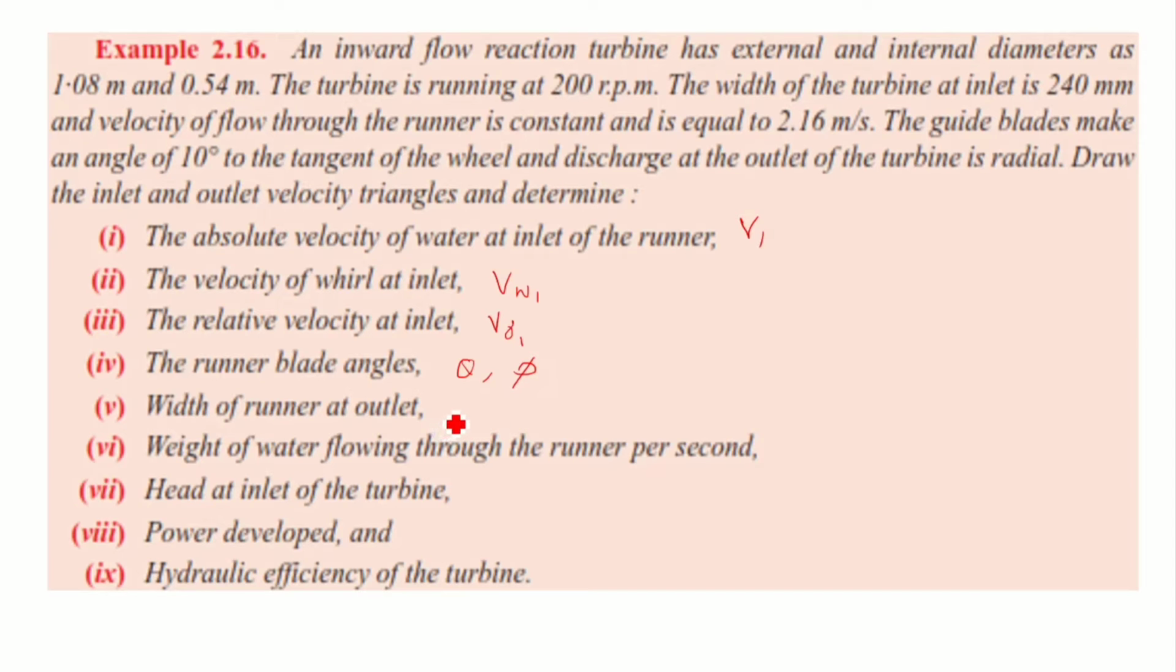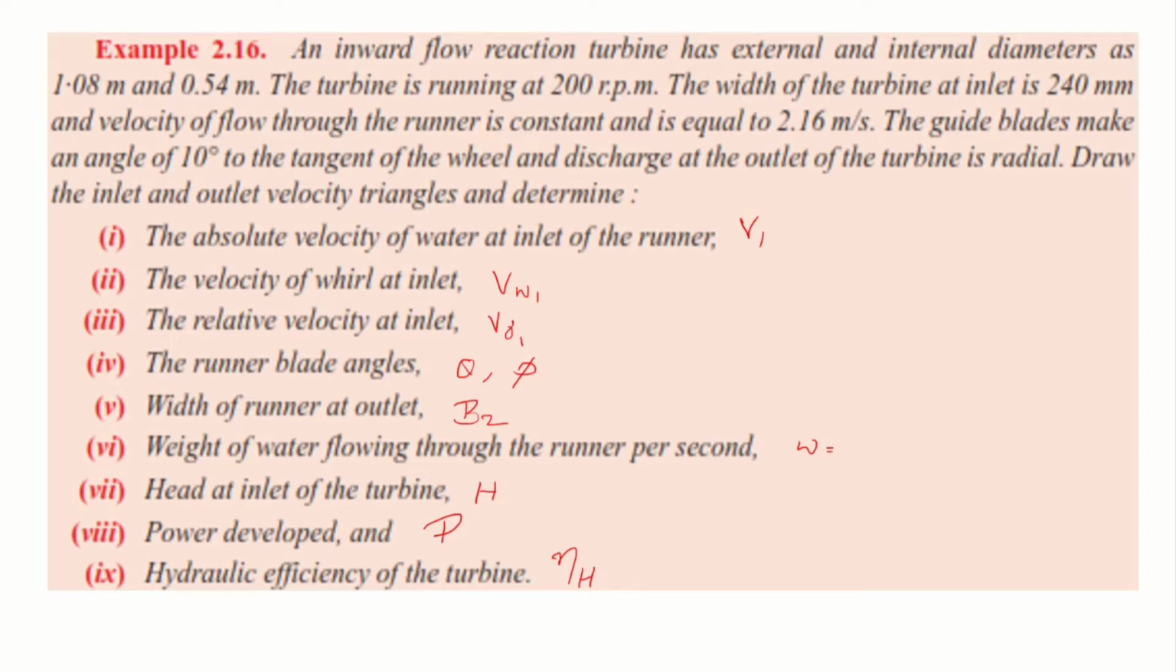And width of the runner at the outlet. Width at the inlet is given, so we need to find width at the outlet. Next, we need to find weight of water flowing through the runner, head at the inlet of the turbine H, power developed P, and finally we need to find hydraulic efficiency.